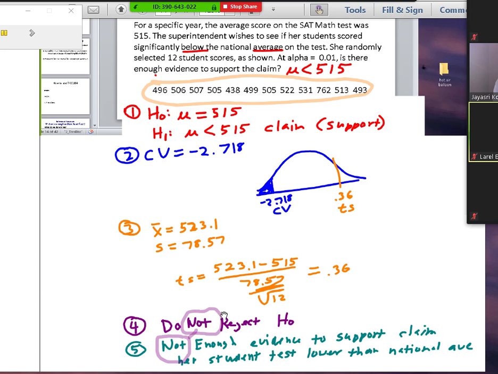See how these knots match up? Do not reject H naught, not enough evidence. Not enough evidence to, and then since my claim was H1, I'm going to use the word support here, to support the claim that students test lower than the national average. Okay?